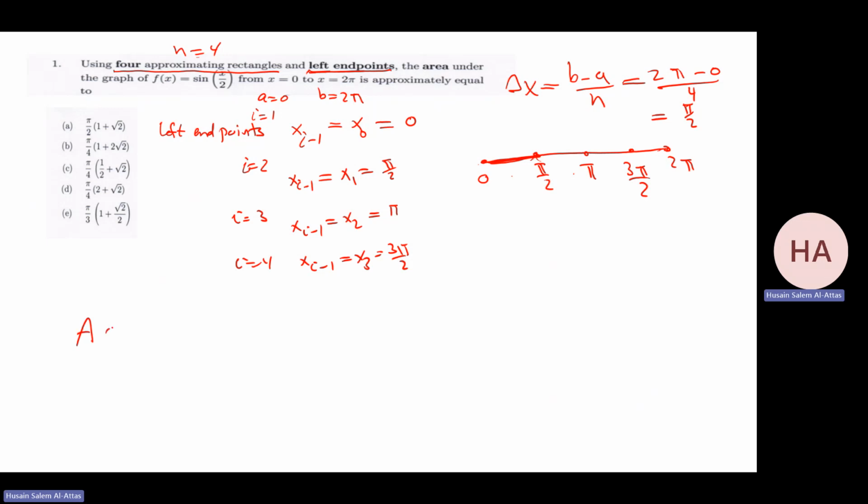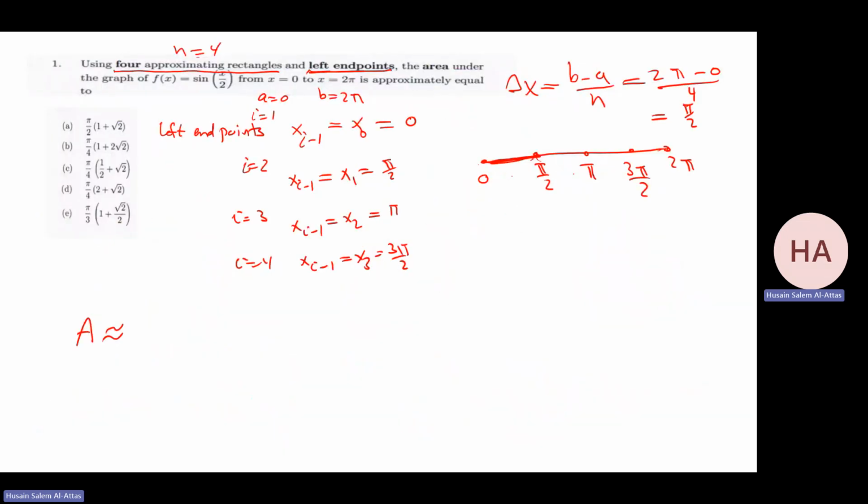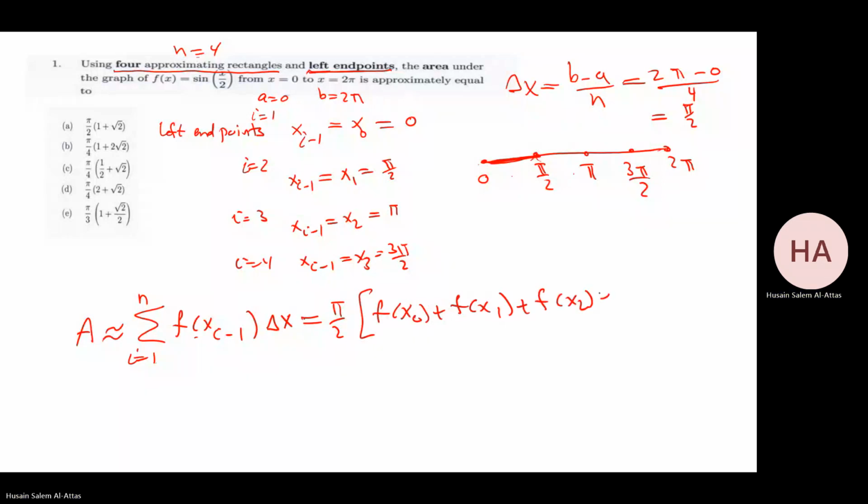Okay, now I need to find the approximation of the area. The approximation here, yes. This should be an approximation, isn't it the area itself? Okay, that will be the summation i equals 1 to 4 of f of xi minus 1 times delta x. Delta x is the same, pi over 2. I can take it outside, which is very clear here, times f of x0 plus f of x1 plus f of x2 plus f of x3.